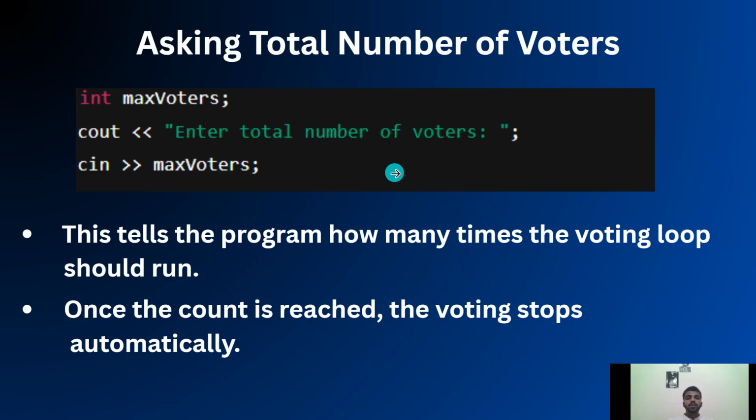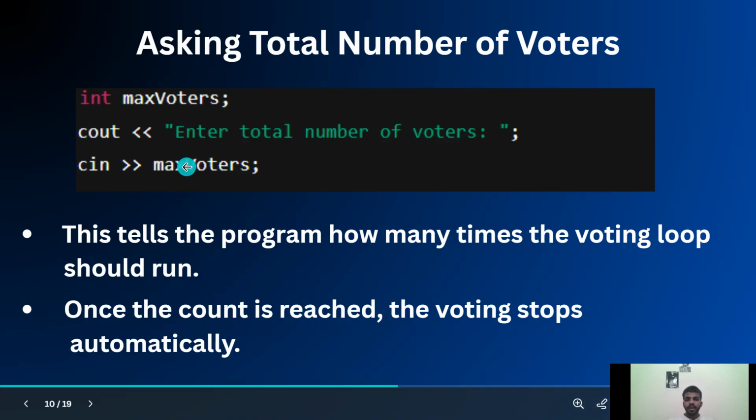Asking total number of voters. In this slide, we ask the total number of voters. We take an integer, maximum voters. The output is: Enter total number of voters, and it asks the user for maximum voters. This tells the program how many times the voting loop should run. Once the count is reached, the voting stops automatically.